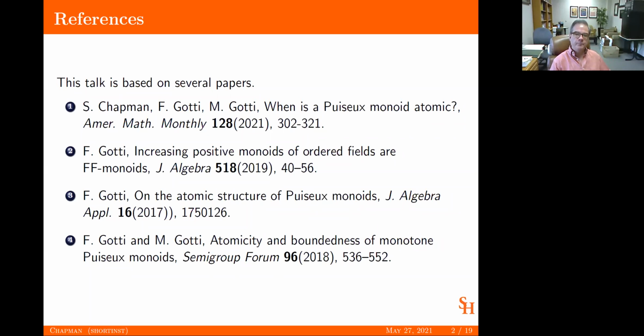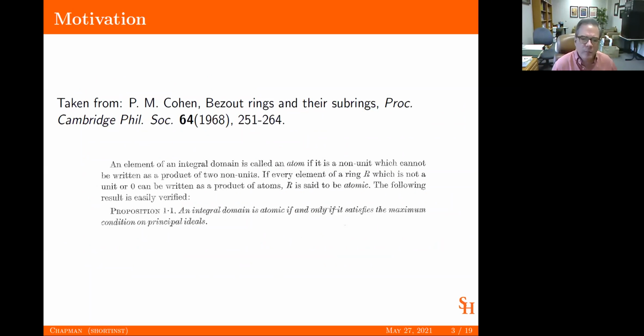So, you know, I think whenever one enters studying anything algebraic, there's some reason that they do it. And I think for what I'm going to talk about today, there's a really, really good reason. Many of you might be familiar with this paper: P.M. Cohen's paper, Puiseux rings and their subrings. It's in the Proceedings of the Cambridge Philosophical Society, before it was the Mathematical Proceedings of the Cambridge Philosophical Society, in 1968. And I like to do this. I actually pulled this statement directly out of the paper.